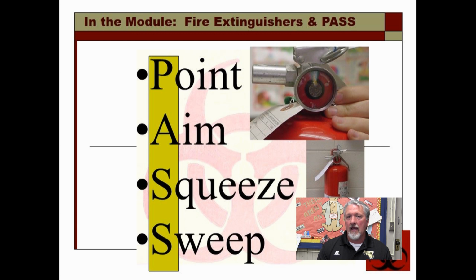So the next one, the A, is for aim. That is the aiming at the source of the fire. Then the first S is for squeeze.